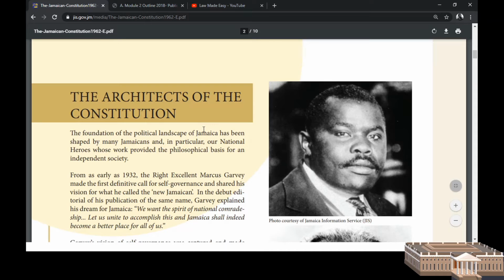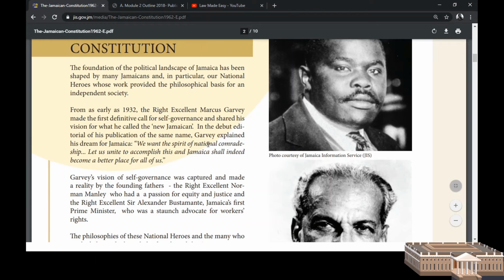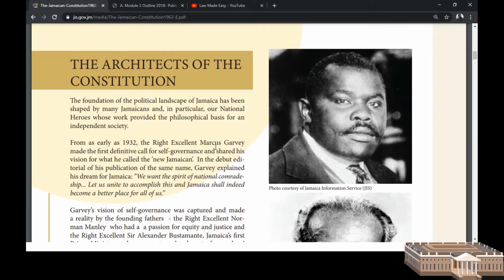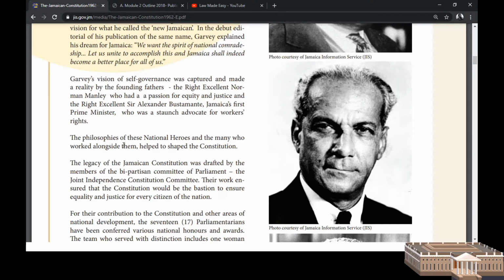Appreciate it. So the architects of the Constitution, we said it began with a process of local drafting, and you're seeing some of the local drafting. Marcus Garvey, and the push for self-governance. So in the drafting of our Constitution, that legacy was carried in, the philosophies that he held, his vision. They wanted to capture that and make it a reality.